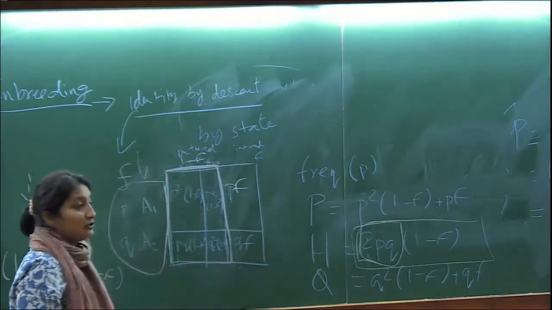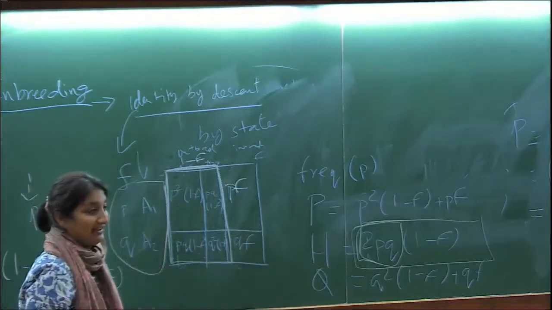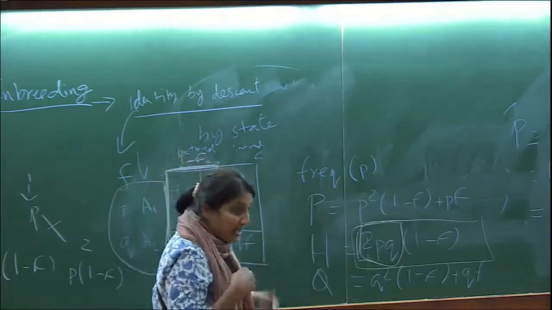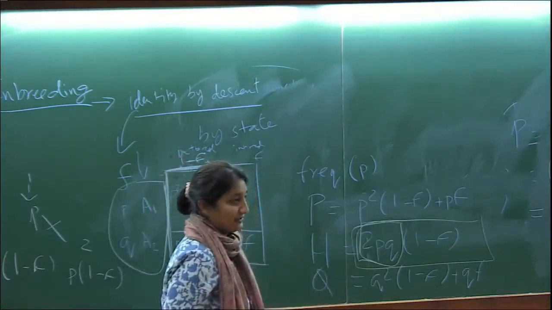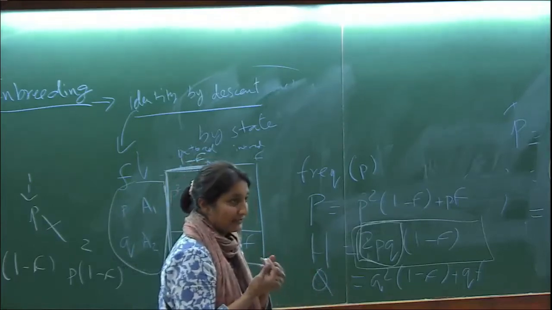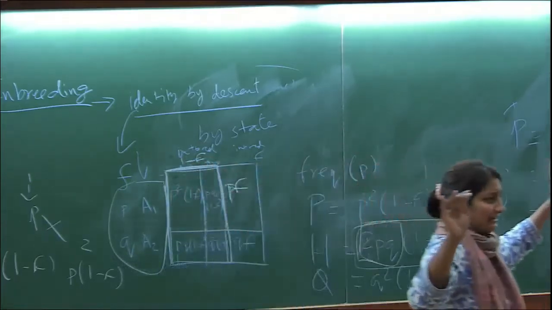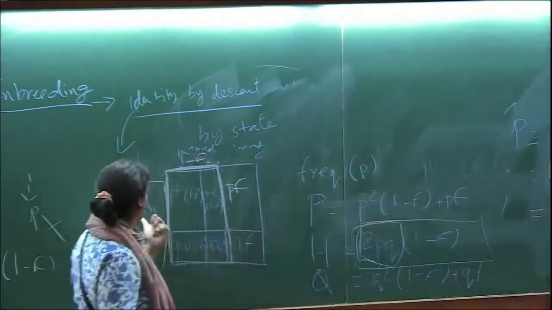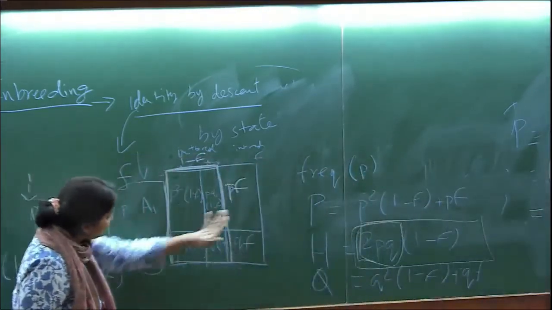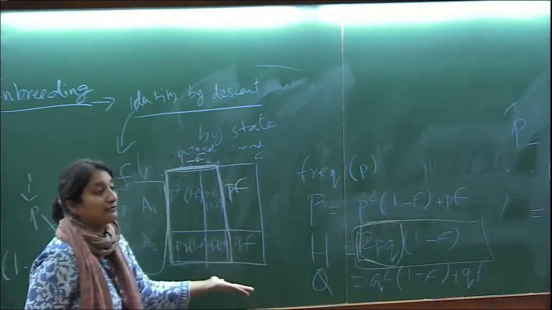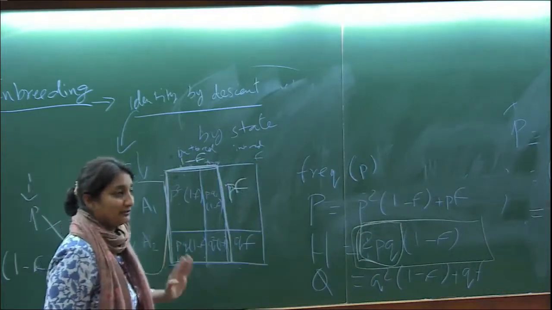For the inbred individuals, you don't do P square because the probability of being inbred is F, of pulling the same allele twice is F, and that's because of some mating thing. The chance you will do it for A1 is PF. The chance you will do it for Q is QF. Got it?